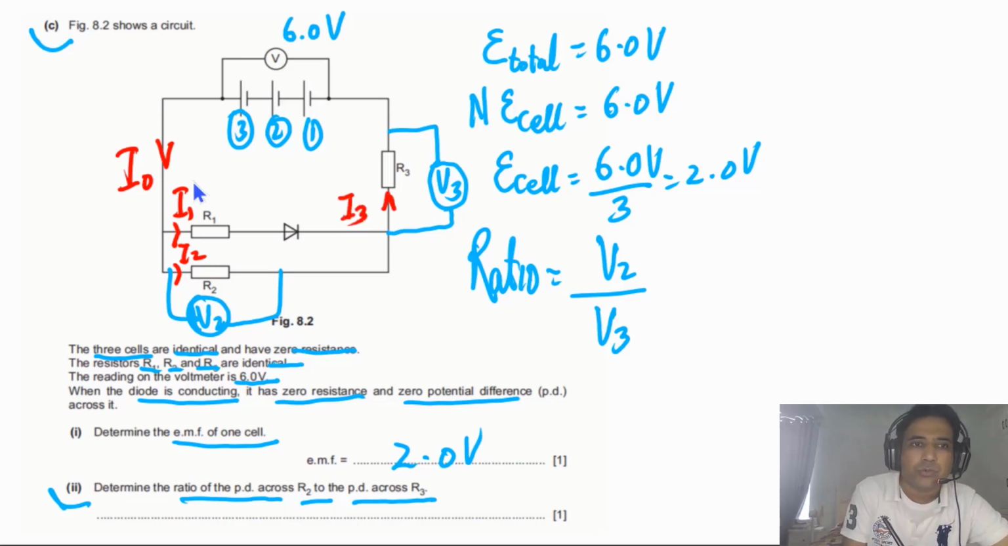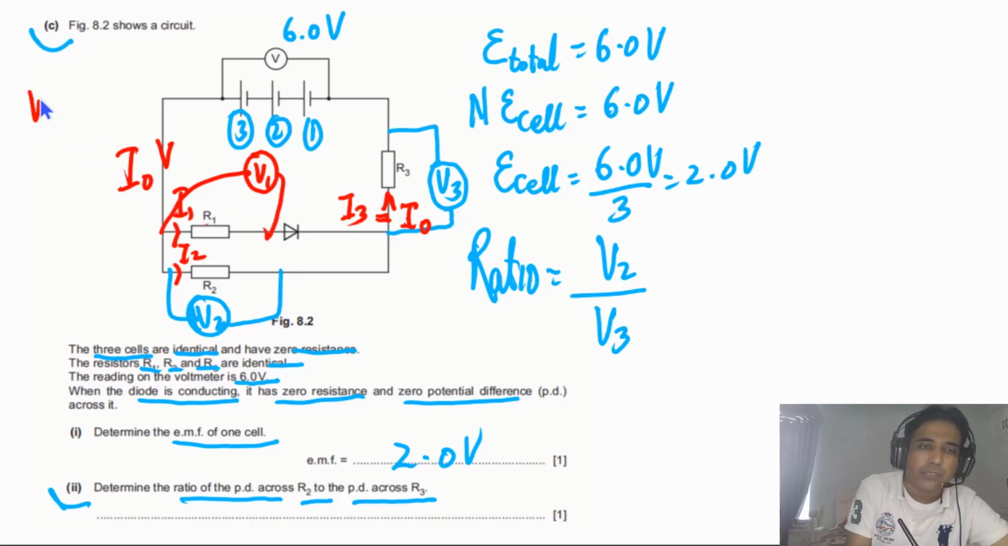First thing you need to understand, I0 and I3 have to be the same, because current entering a battery and leaving the battery has to be the same. So this current I3 is equal to I0. Now we need to find out what I1 and I2 are. I1 and I2 have to be the same because these resistors have the same resistance, and the PD across this resistor and this resistor. Let me write here, let's say this PD is V1, and PD across R1 and R2 also has to be the same.